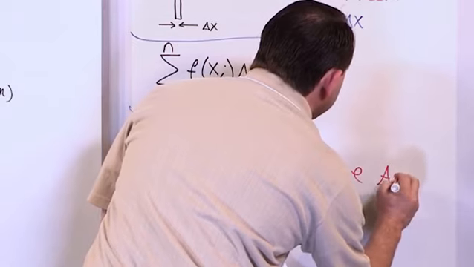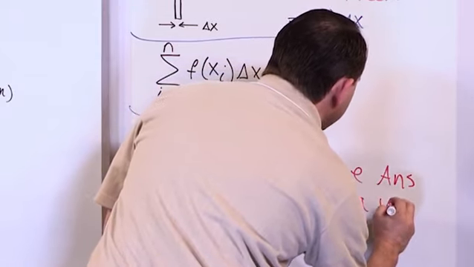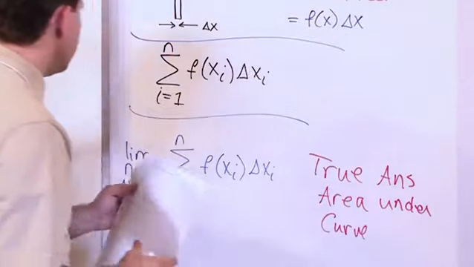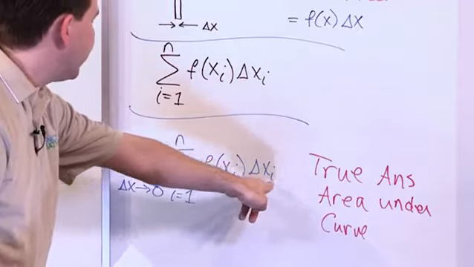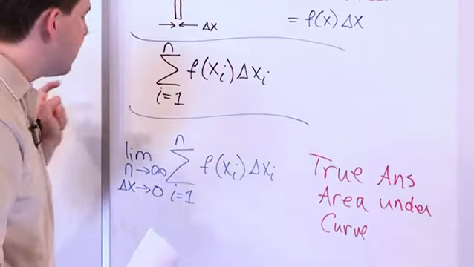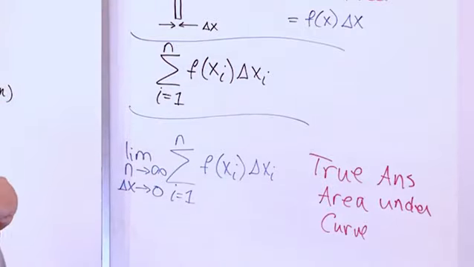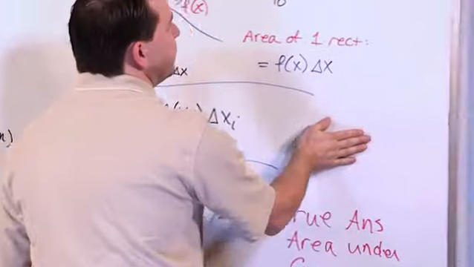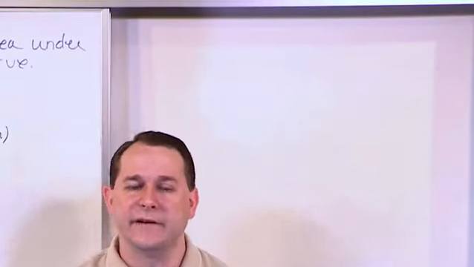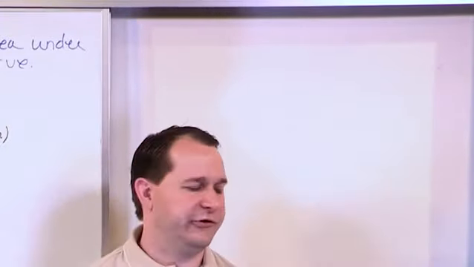The true answer for the area under the curve. All right, so this is it. You take the width of the rectangle times the height of the rectangle, you sum them all up, and you take the limit, as we say, as the number of rectangles goes to infinity and the width of these rectangles approaches 0. That, my friends, is the definition of the integral. I just didn't tell you yet. That is the definition of the integral.